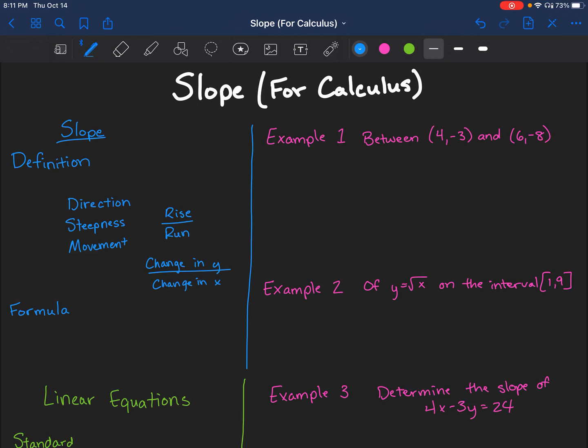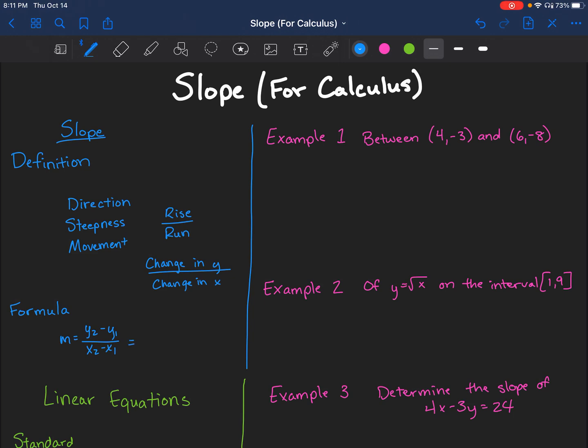So the common formula that I give out for the slope formula is m equals y2 minus y1 over x2 minus x1. Now, most people jump right at y equals mx plus b. That is not the slope formula. That is the equation of a line. I'm specifically talking about here the slope formula.